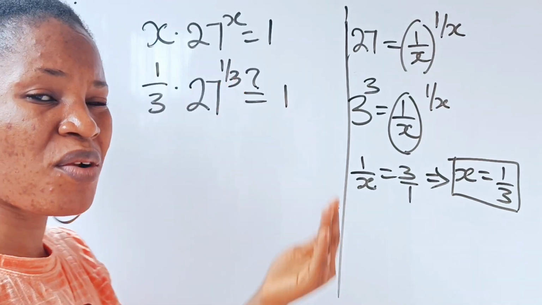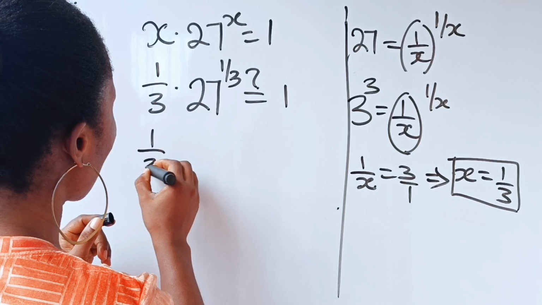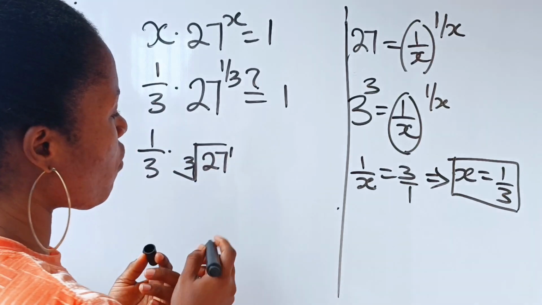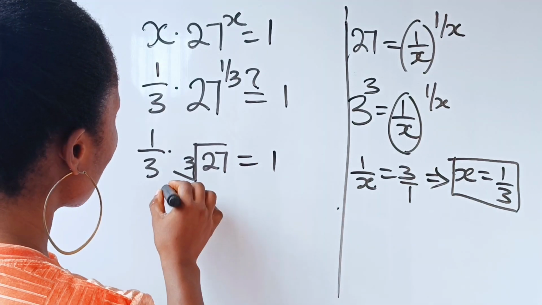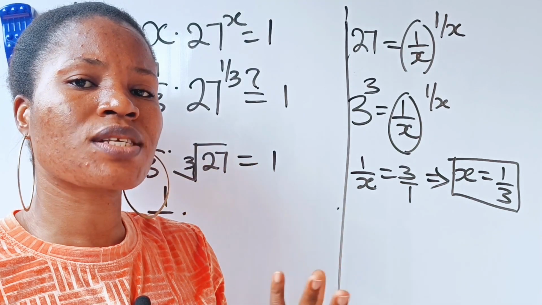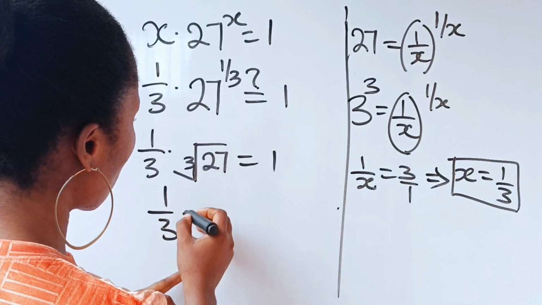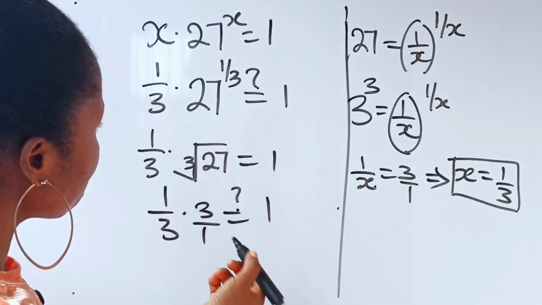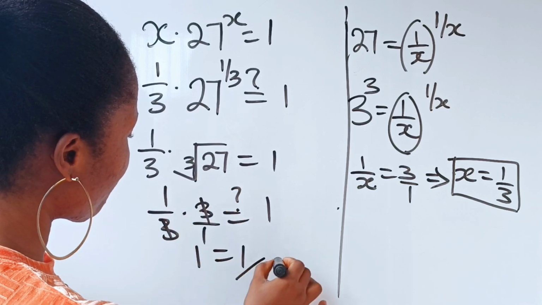That 27 to the power of 1 over 3 is the same thing as the cube root of 27, right? Yes. So we have 1 over 3 multiplied by the cube root of 27 to the power of 1, which is still the same thing as the cube root of 27, is equal to 1. Now cube root of 27 means what can I multiply 3 times to get 27? And that is 3. So that means what we have here is 1 over 3 multiplied by 3 over 1 is equal to 1, is it? Okay, now 3 will divide 3. Notice that what we have here is 1 is equal to 1.